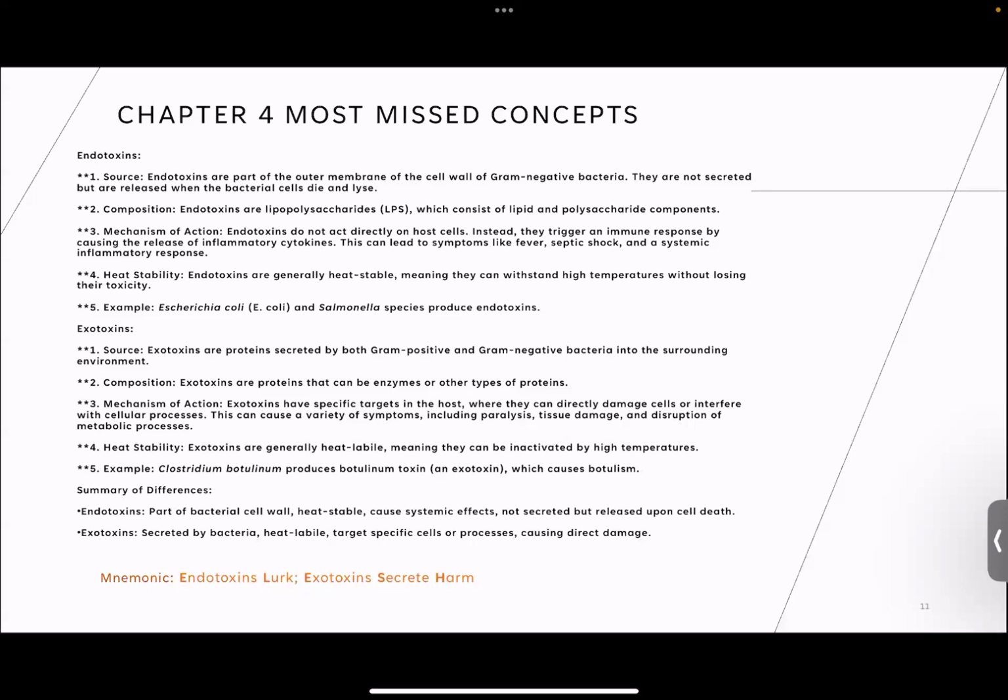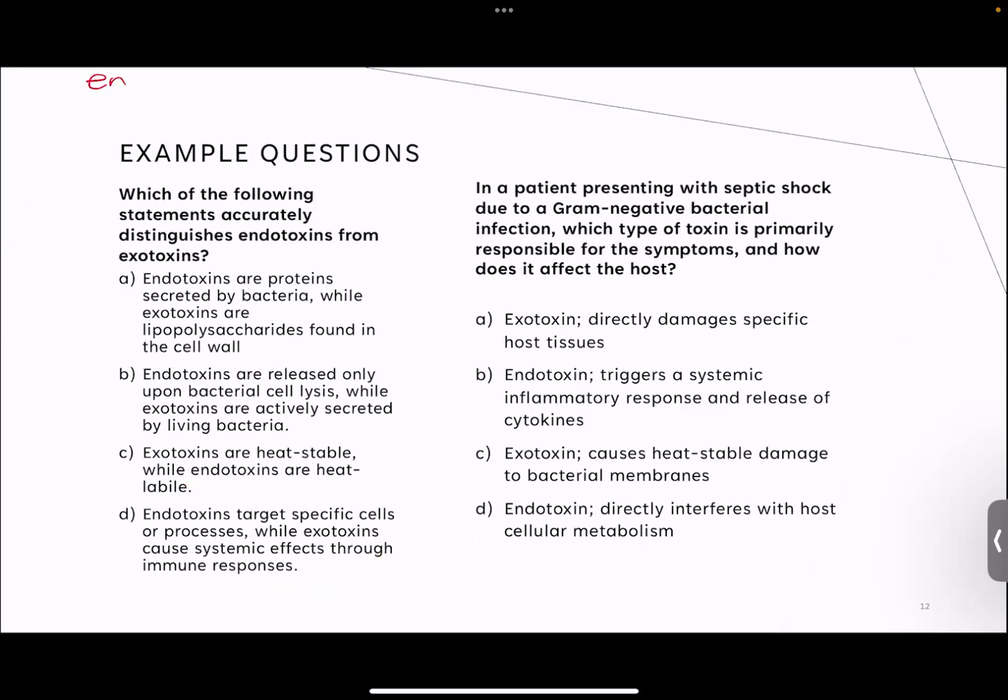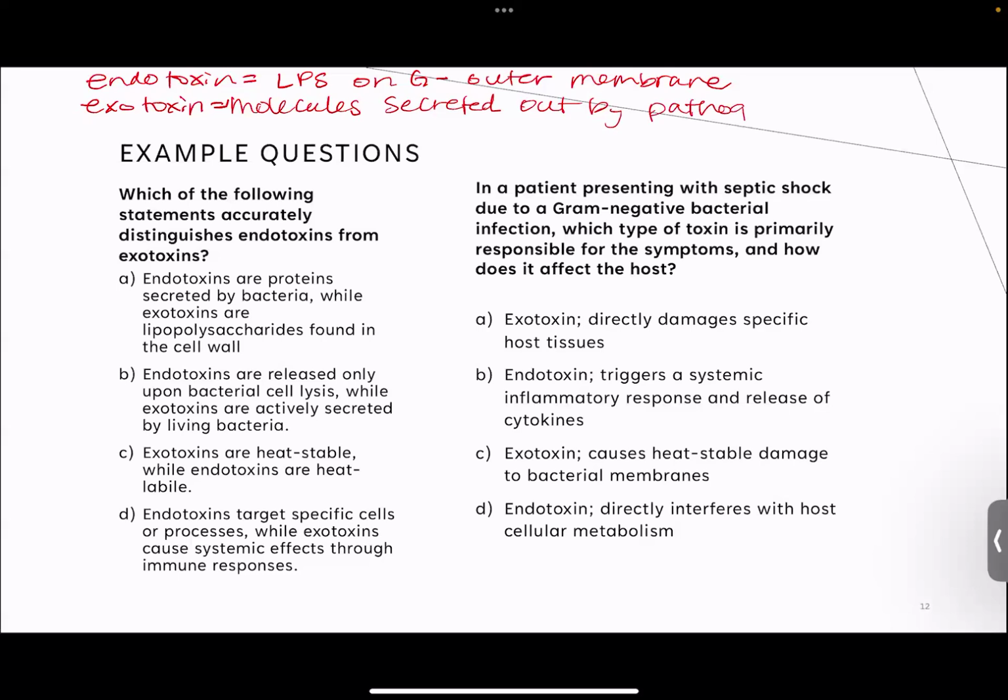Right, next is our endotoxins and exotoxins. Remember that our endotoxin is just LPS, lipopolysaccharide, on the gram-negative outer membrane. Exotoxins, these are just molecules secreted out by a pathogen that cause damage to the host tissues. Okay, so we've got our little cheat reference here. Hopefully this will be enough. Which of the following statements accurately distinguishes endotoxins from exotoxins?